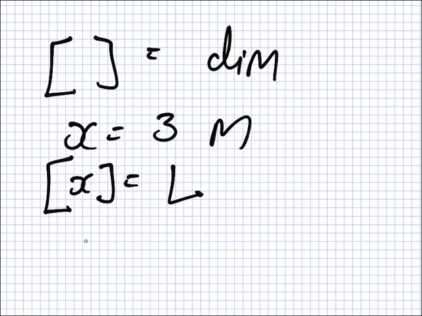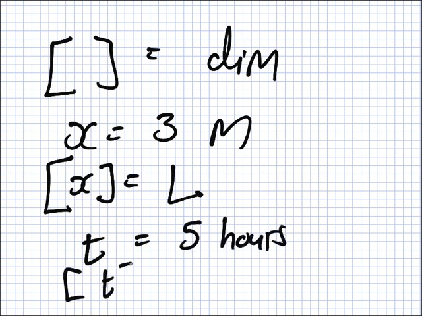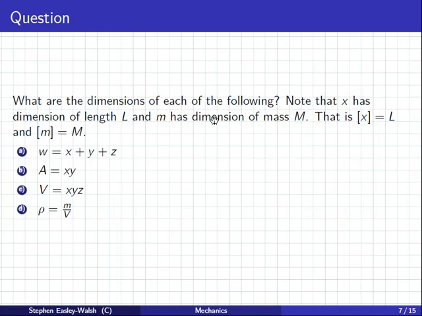If I say T equals 5 hours, then the dimension of T equals time. Do you understand? So here I tell you the dimension of x is length, and the dimension of m is mass. And I need you to tell me the dimension of w, a, v, and rho. I want these dimensions. Okay? I'll give you 2 minutes. See if you can figure this out, and then we'll do the answers.